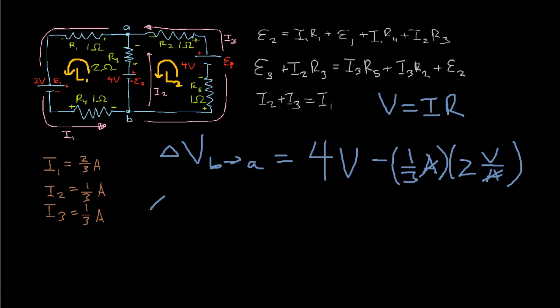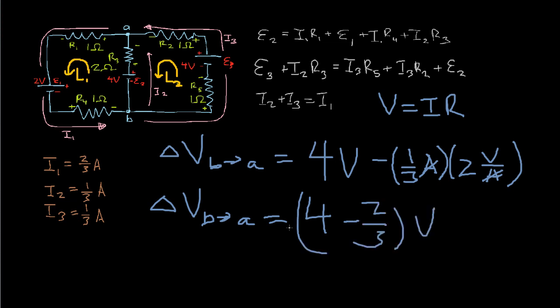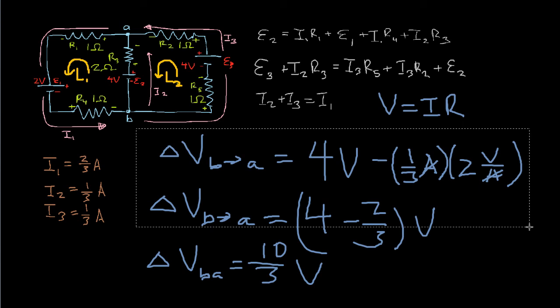So really, that's actually just 4 minus 2/3 volts. Okay? Which means that VA really is equal to, I believe, 10/3 of a volt. Okay. So that's our difference between B and A.